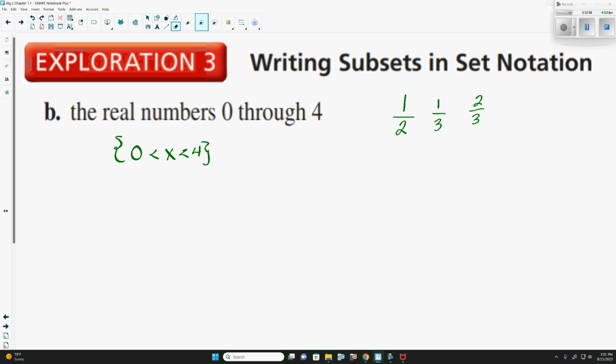Questions on this here? Now, if this had said the set of integers from 0 to 4, then we could list 0, 1, 2, 3, 4. And that would be right.